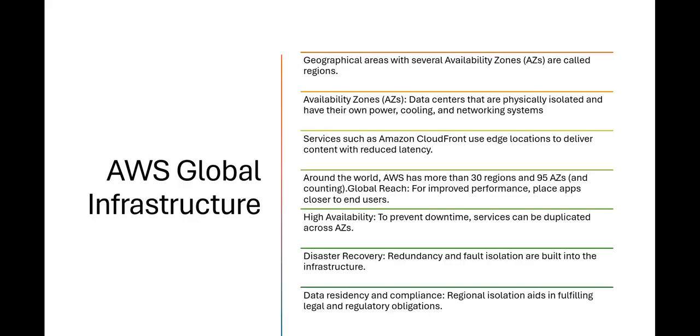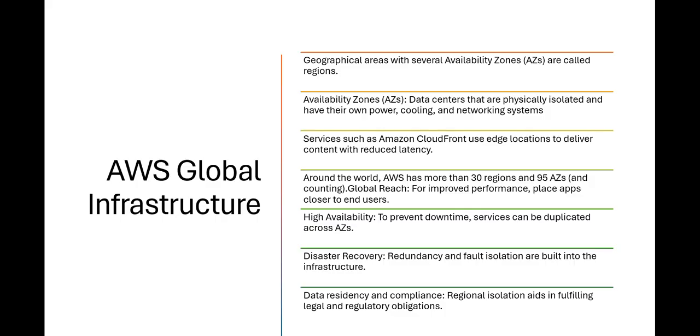And here are some of the AWS global infrastructures. First one is regions, which are geographical areas with several availability zones. Availability zones are data centers that are physically isolated and have their own power, cooling, and networking systems. Services such as Amazon CloudFront use edge locations to deliver content with reduced latency. Around the world, AWS has more than 30 regions and 95 availability zones.